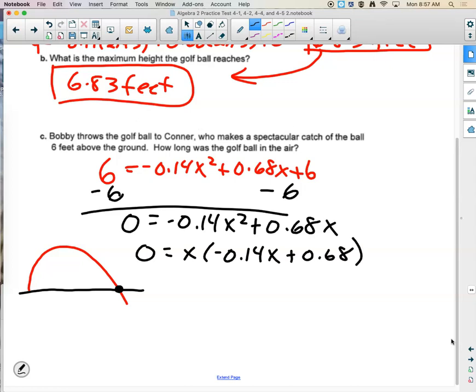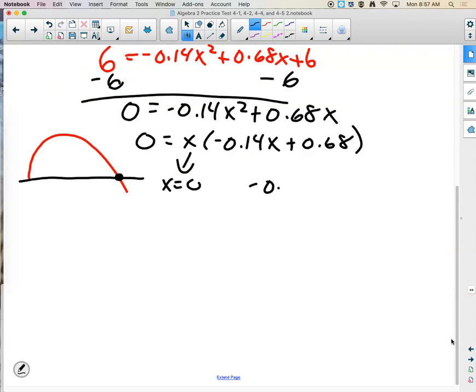Well, we already know about this one. This is when he threw the ball. That was at x equals 0. That's not the one we need. We need the one from this mess.